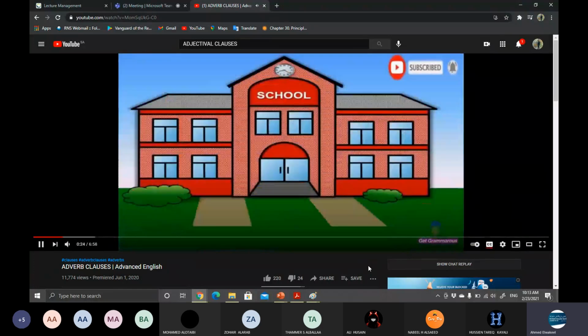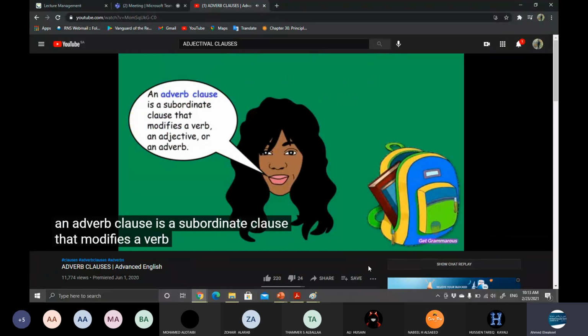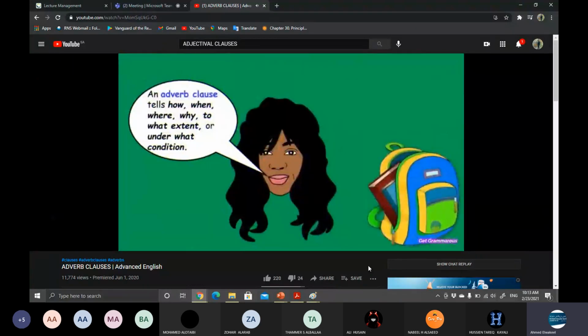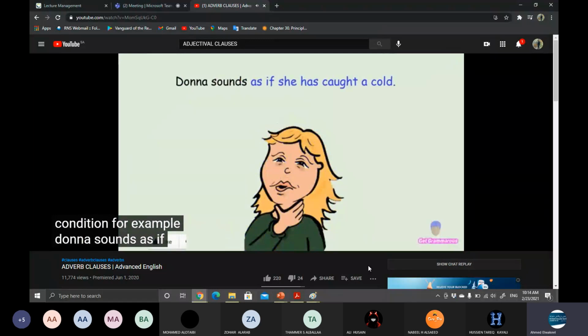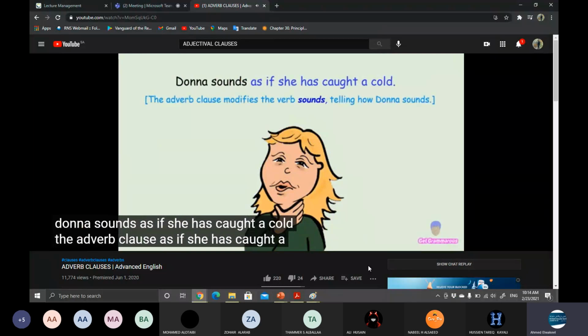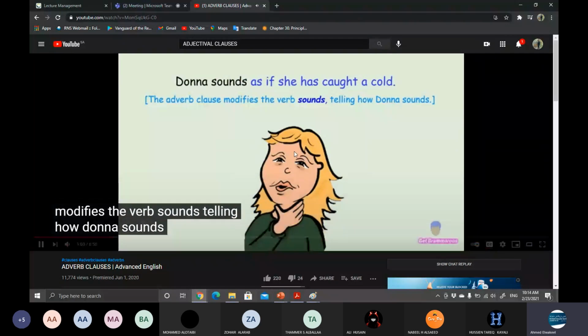An adverb clause is a subordinate clause that modifies a verb, an adjective, or an adverb. An adverb clause tells how, when, where, why, to what extent, or under what condition. For example, Donna sounds as if she has caught a cold. The adverb clause, as if she has caught a cold, modifies the verb sounds, telling how Donna sounds.